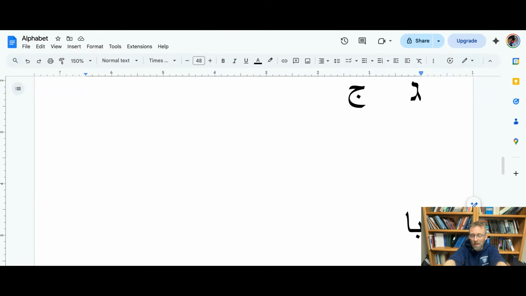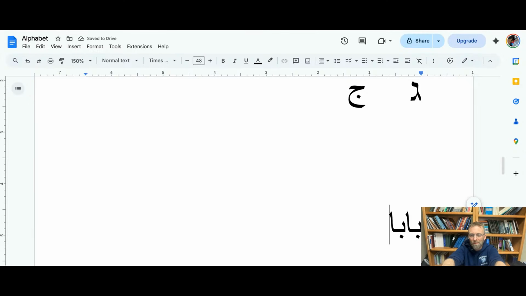Ba, like ba in baba. So that initial bait, if the letters were written separately, would look like that. But that's not how it works in Arabic. Arabic is a cursive script that connects. And so when you write baba, whoops, sorry, hitting the wrong key, the bait loses its tail.